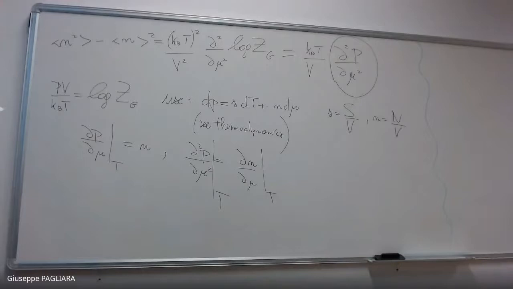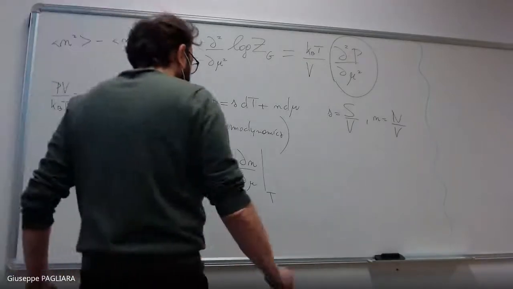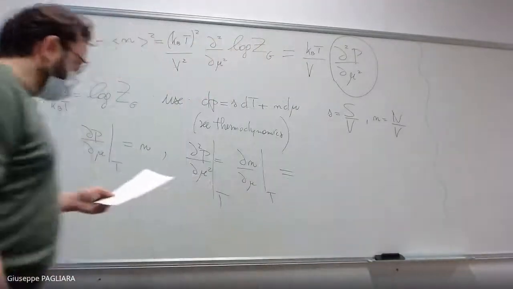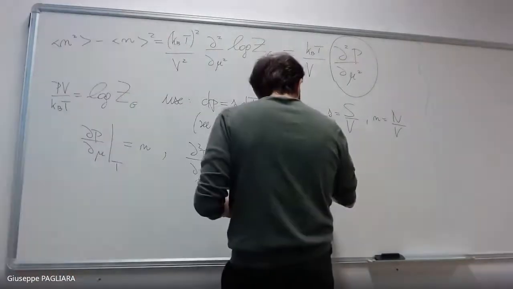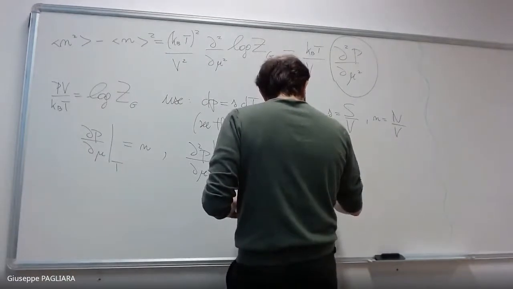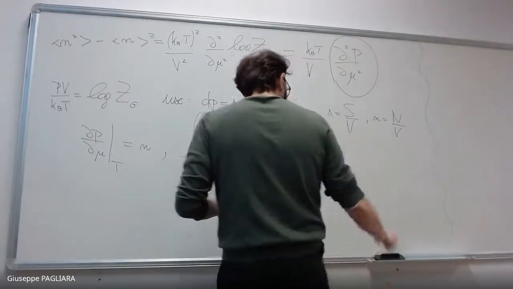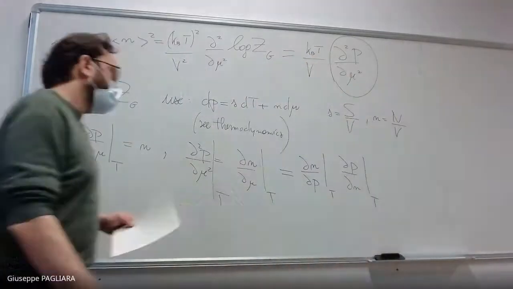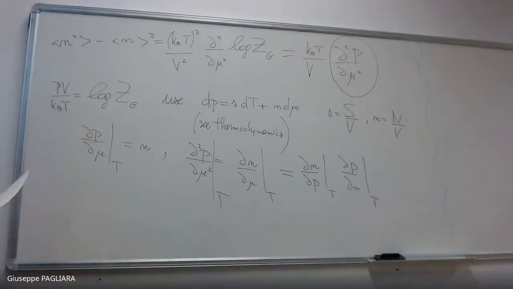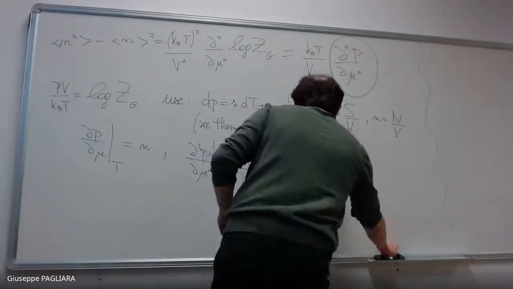And now let's do the following trick. Let's write this derivative as dn/dP at fixed temperature, dP/dn at fixed temperature. And now let me introduce this quantity that will be useful in a moment.